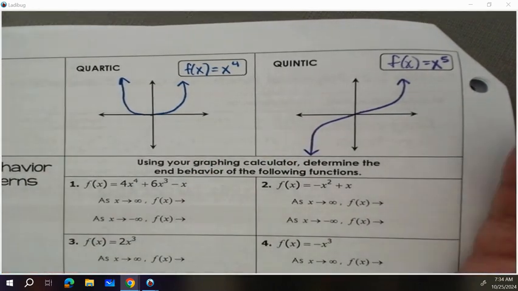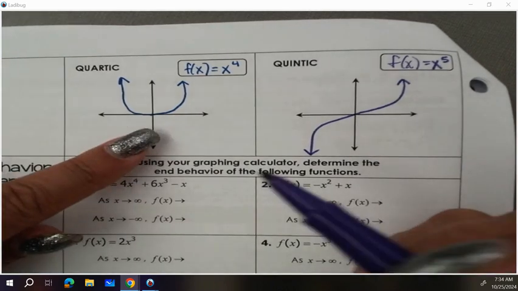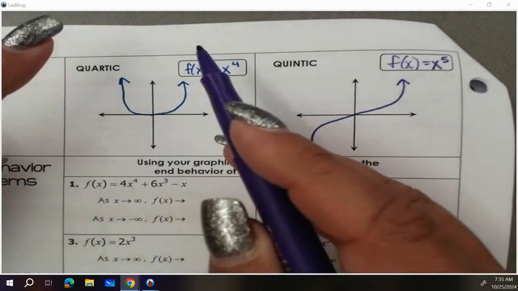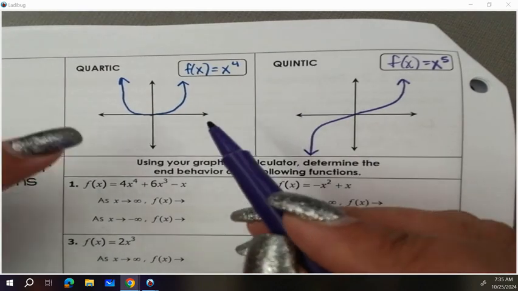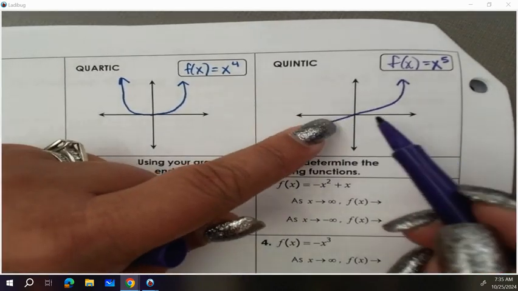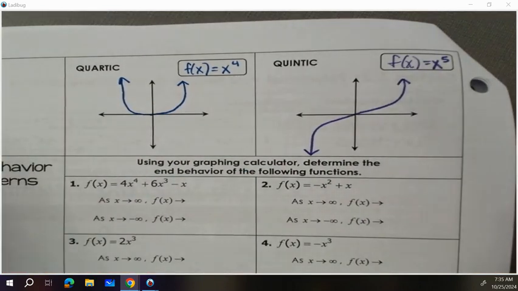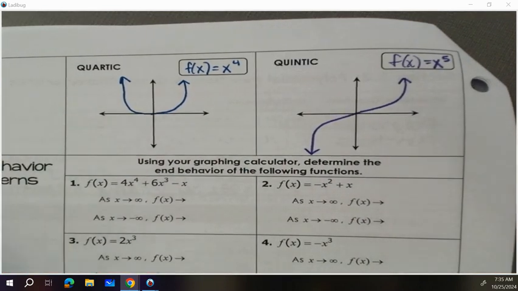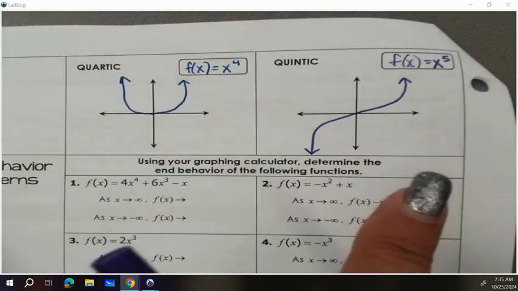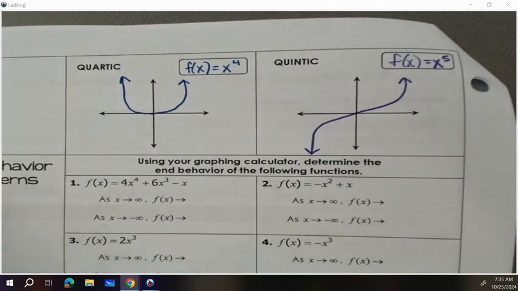And that just keeps happening. If it's an x to the sixth, it's just going to be stretched out a little bit more this direction because it's an even degree. If this one was an x to the seventh, it would still be in quadrants 1 and 3 and kind of stretched out a little further. So let's talk about that, both of them facing the same direction or them facing opposite directions, okay?